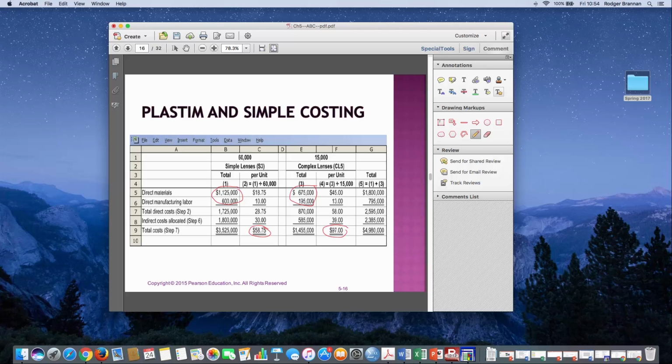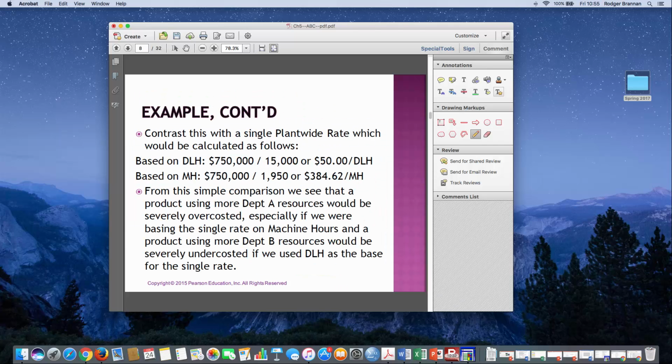And that would be using a very simplified plant-wide approach. Now, the problem is that what often is a red flag to indicate that maybe you should go to activity-based costing is this right here, where I have a very complex product versus a very simple product. And remember, overhead is made up of a number of different things.